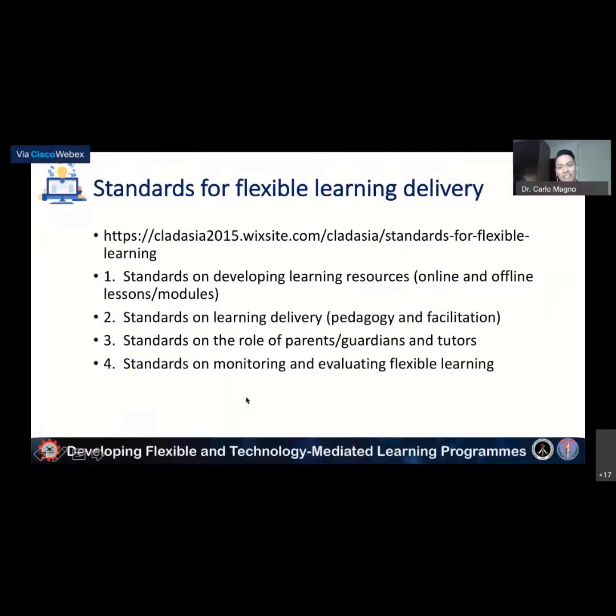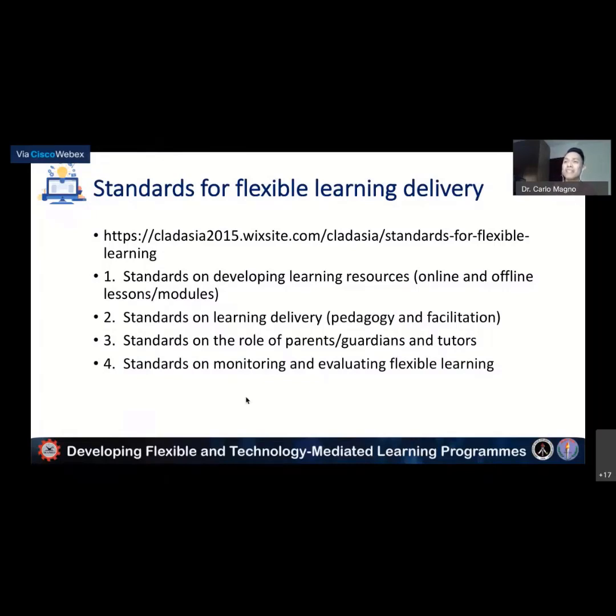So generally, the standards is composed of four. We have standards on how we develop the learning resources. It's very important how the learning materials are actually designed so that it will make the learners engage in the learning, whether it's printed mode or online mode. Second is that it's very important how effectively these printed modules and these online modules are actually delivered, how this is facilitated by the parents and the teachers.